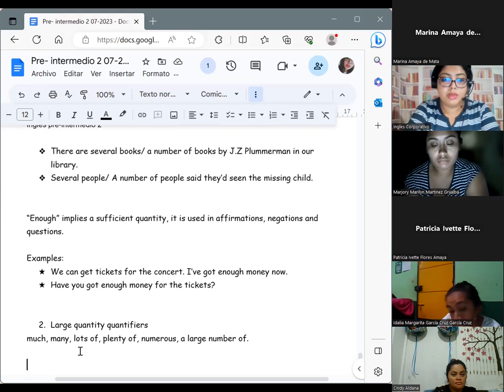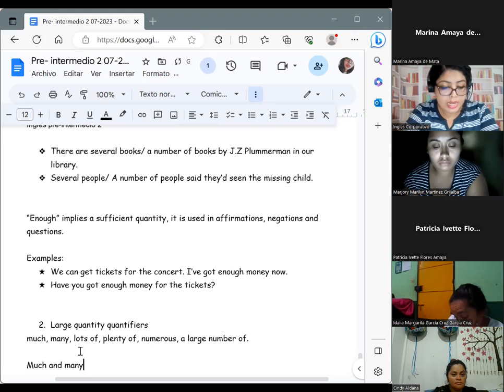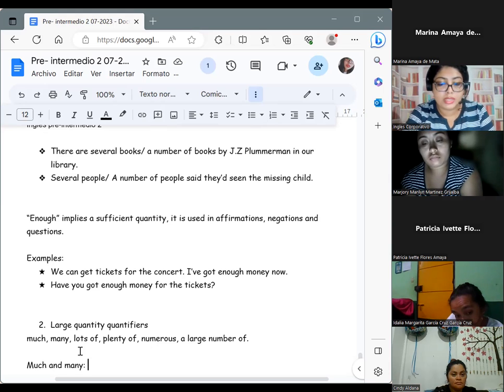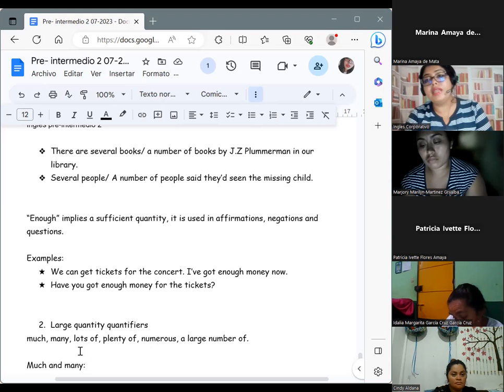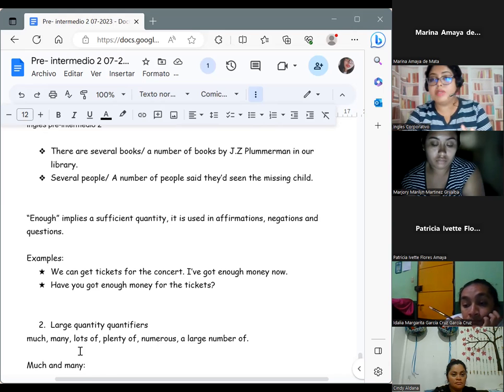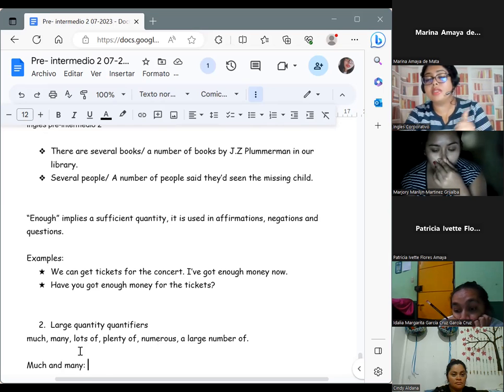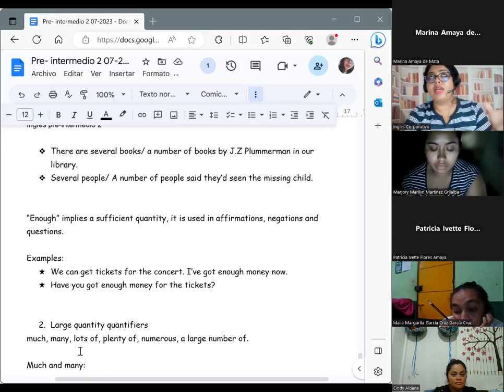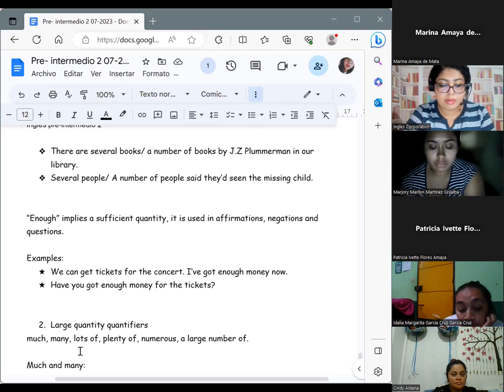So, in this case, we're going to begin with this one, much and many. And it says that much is used with non-count nouns. Empezamos. El much lo vamos a utilizar con nombres no contables. Always in the singular, siempre de forma singular. Many is used with count nouns in the plural. Aquí ya vemos la diferencia de estos. Much is used with non-count nouns in singular. And many is used with countable nouns in plural. Entonces, el much lo utilizamos con los nombres no contables en forma singular y el many lo vamos a utilizar con nombres contables de forma plural.